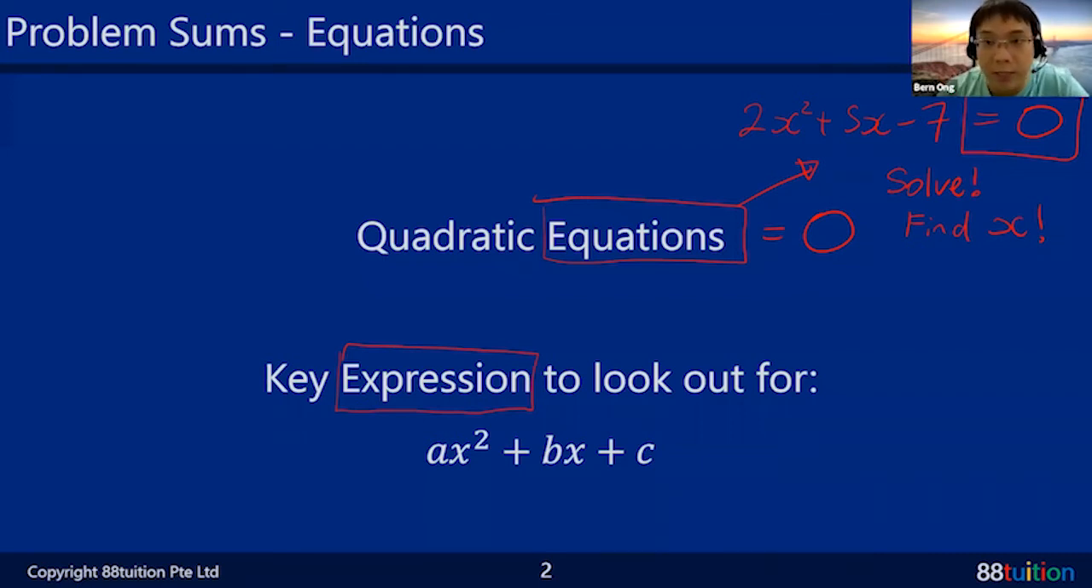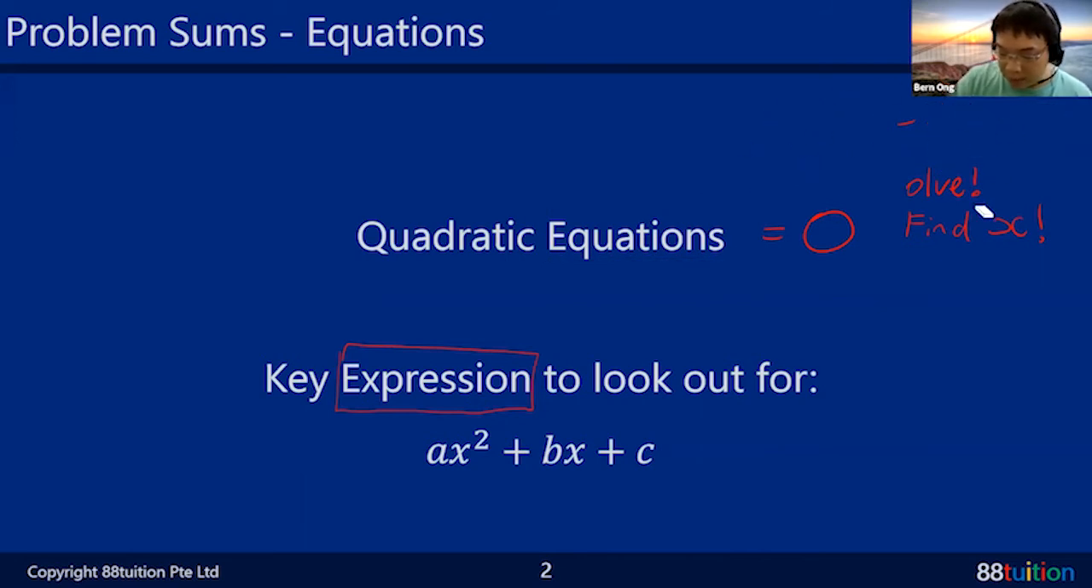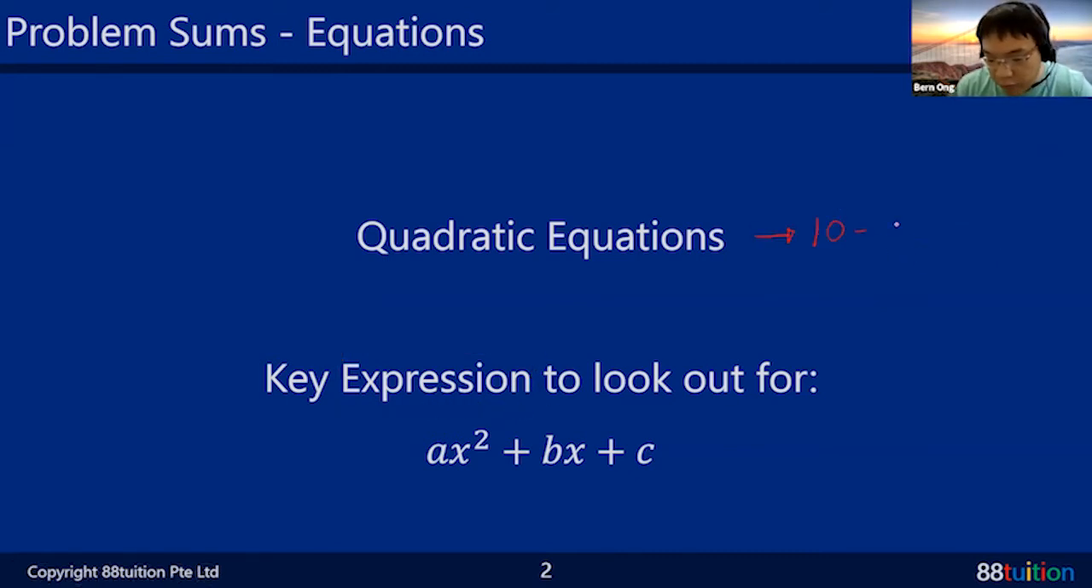If you have any question, you can stop me, unmute yourself and ask me. If not, I will assume that all is good and I will just continue. So we talk about this quadratic equation. As I said just now, in the O levels it's easily about 10 to 12 marks. Standard one.